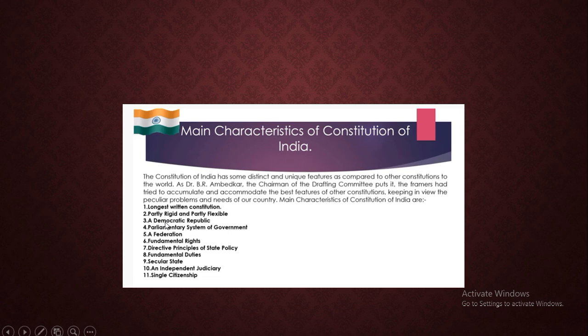And the main characteristics of the Constitution of India also is that it is a democratic republic. Democratic in the sense that it is ruled by the people, republic because the head of state is elected, not unlike Great Britain, where the head of state is not elected but appointed on the basis of heredity. And in India, the Constitution also enshrines a parliamentary system of government, a federation.